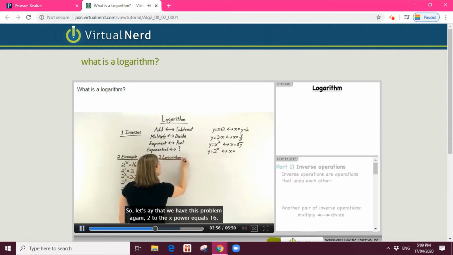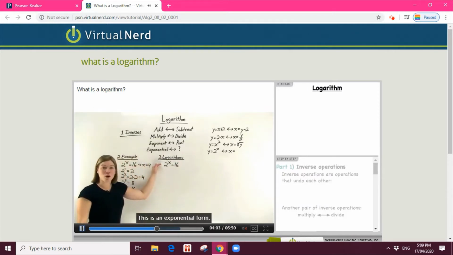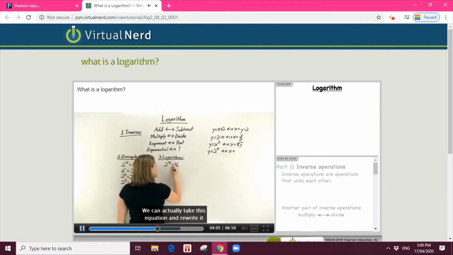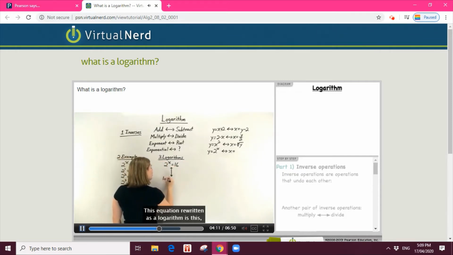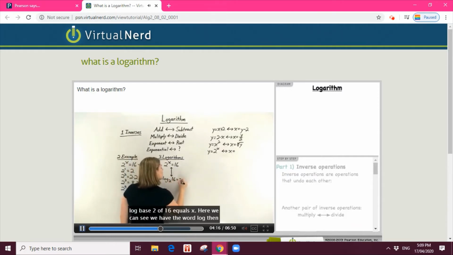So let's say that we have this problem again. 2 to the x power equals 16. This is an exponential form. We can actually take this equation and rewrite it in what's called logarithmic form, using logarithms. This equation, rewritten as a logarithm, is this: log base 2 of 16 equals x.